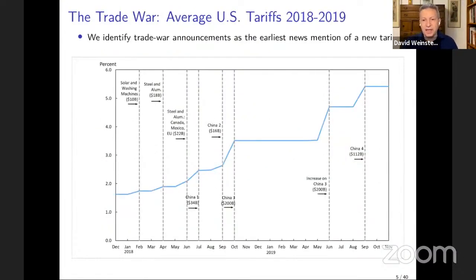So now let me just turn to the data and take you through how we're going to do this really briefly. This is a plot that shows you what happened to US average tariff rates over the course of the last 2 years. You can see that there were 8 US tariff events that involved China. We're just focusing on events that deal with China. And we're going to identify trade war announcements as the earliest news mention of a new tariff. So for each of these events, we find the first reference in the media. And then we also do the same thing for Chinese retaliatory events. So we'll end up with 11 different events as part of this trade war.